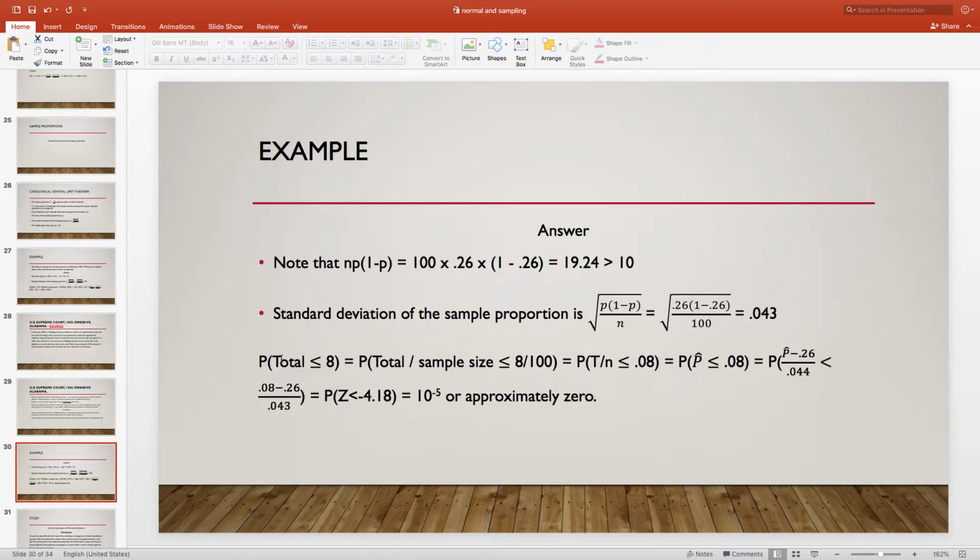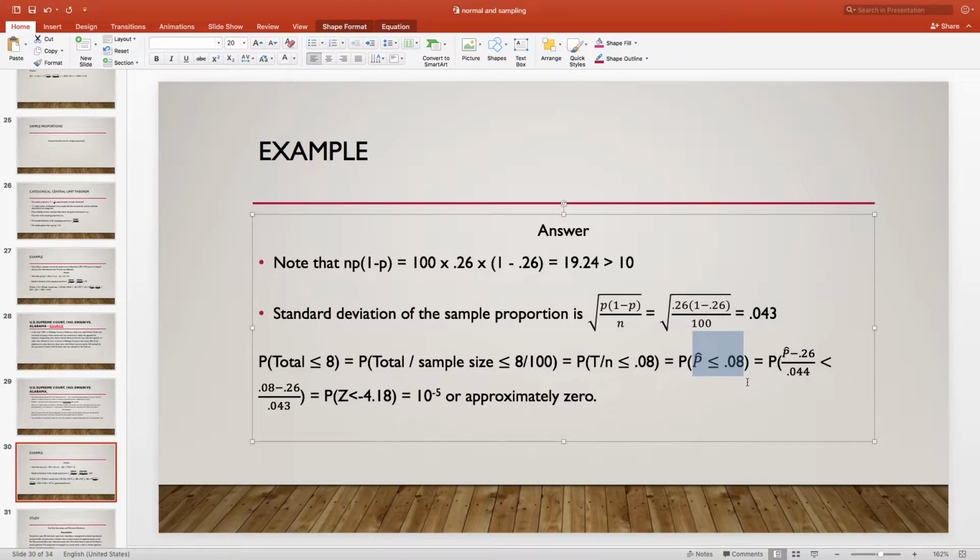And we want to calculate the probability of having 8 or fewer Black Americans selected. So I start with a total, then I divide by the sample size. That gives me a sample proportion, and I want to calculate the probability that the sample proportion is less than 0.08. I feel pretty confident about using the central limit theorem with the normal distribution.